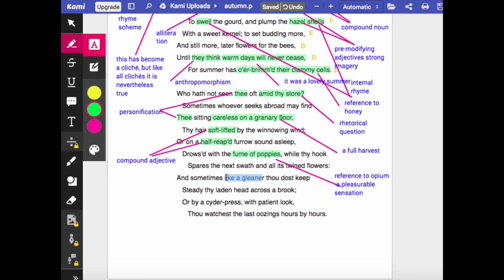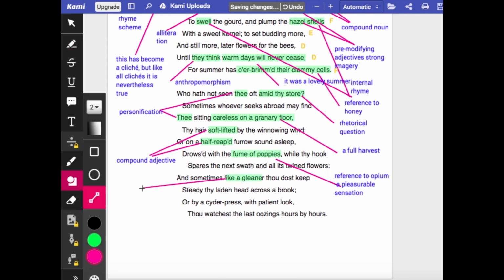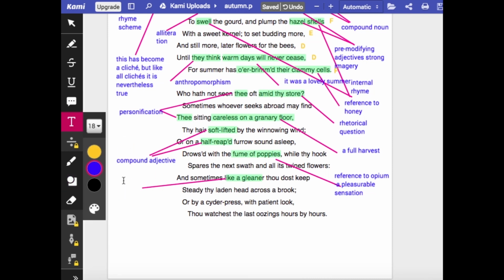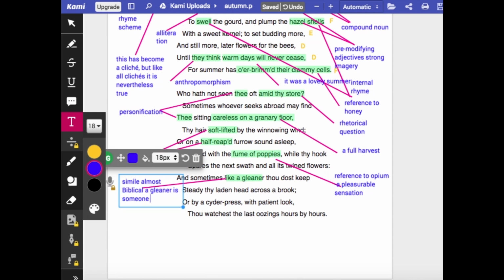This is very much a reference to the harvest. What gets done. Things get stored. Things get winnowed and separated. Some stuff gets left because it's difficult to harvest it all, and falls amongst the seeds, the poppy seeds, because if you look at the fields, even today, you'll see the poppy fields. The poppies grow between the wheat, or whole fields of poppies grow, and some of it is left. So the next swath and all its twined flowers, so flowers and wheat mixed.